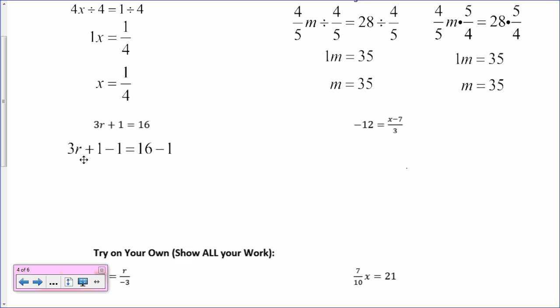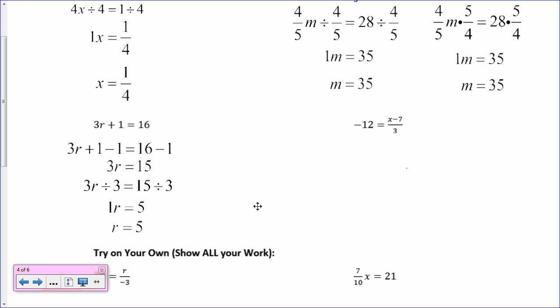Okay, so I have 3r plus 1 minus 1 equals 16 minus 1. I can go ahead and do this 1 minus 1. I get 0, leaving me with 3r. 16 minus 1 gives me 15. All right, so now I just have 3 times r. I have to undo that times 3 to get to the r. So how do I undo times 3? I divide by 3. Okay, so now I have 3r divided by 3. 3 divided by 3 will give me 1r. 15 divided by 3 will give me 5. 1 times r just leaves me with r. So r equals 5 is my final answer.